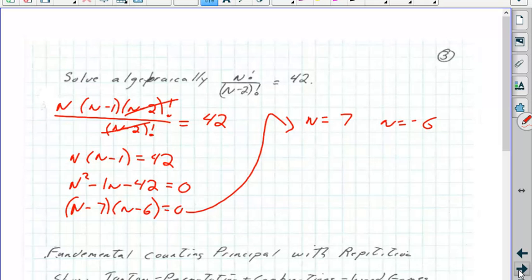But if I plug them into here, check, make sure that they solve that equation. So if I go 7 factorial over 5 factorial, yeah, that's equal to 42. 7 times 6 times 5 factorial, that crosses off. What's wrong with this?